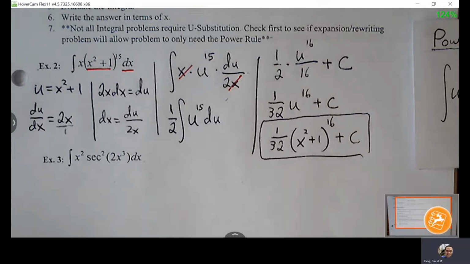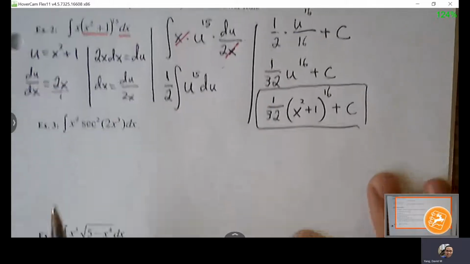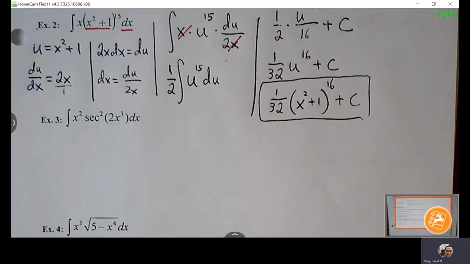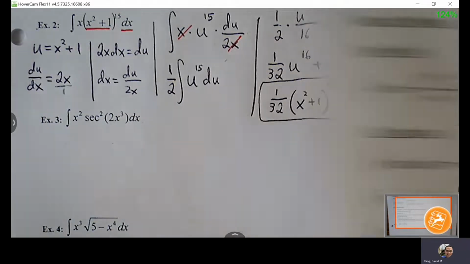All right, example 3 here. x squared, secant squared, 2x cubed. This looks like a complicated problem. We look at the rules available.